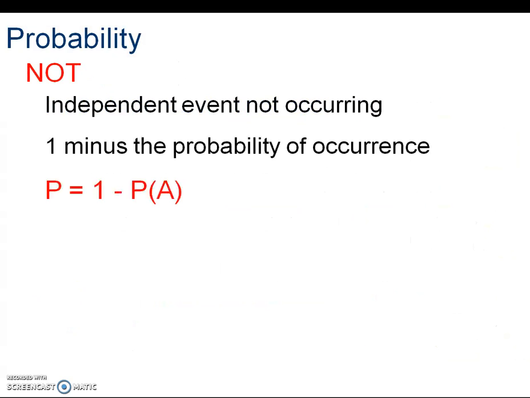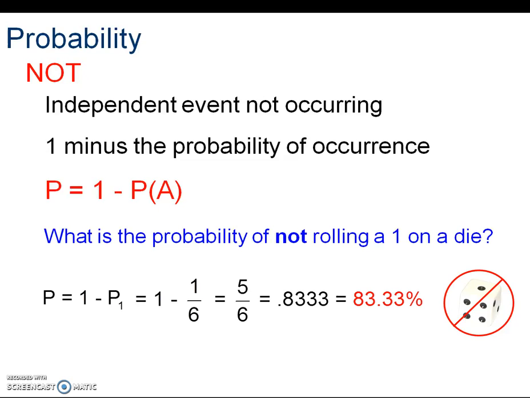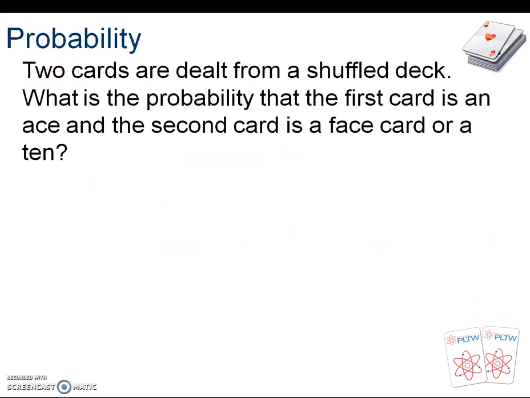A NOT is then subtractive. So it's 1 minus the probability of it occurring. So what's the probability of not rolling a 1? Well, it's 1 minus the probability of rolling a 1. So 1 minus 1/6 or 5/6, 83%.